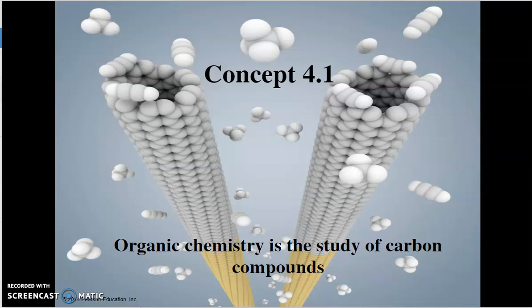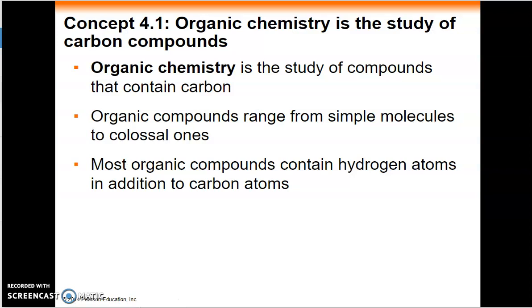Section 4.1. Carbon compounds are the basis for organic chemistry. Inorganic chemistry classes will focus on compounds that generally do not contain carbon, but all of the other compounds. Organic chemistry focuses on organic compounds containing carbon. Organic compounds can range from simple molecules such as CH4 or methane to complex molecules such as proteins with thousands of atoms. Most organic compounds contain hydrogen atoms as well as carbon.